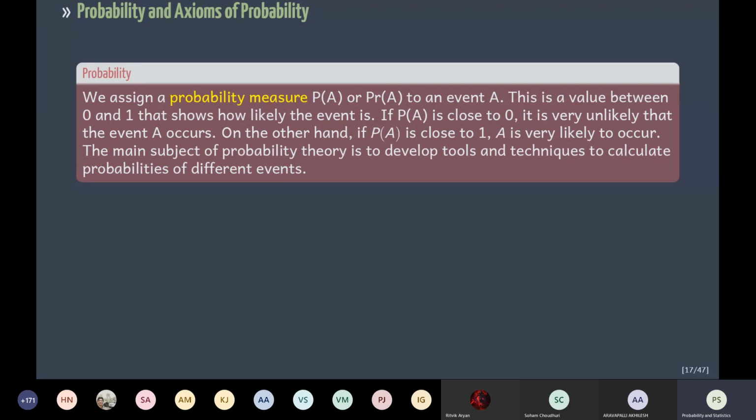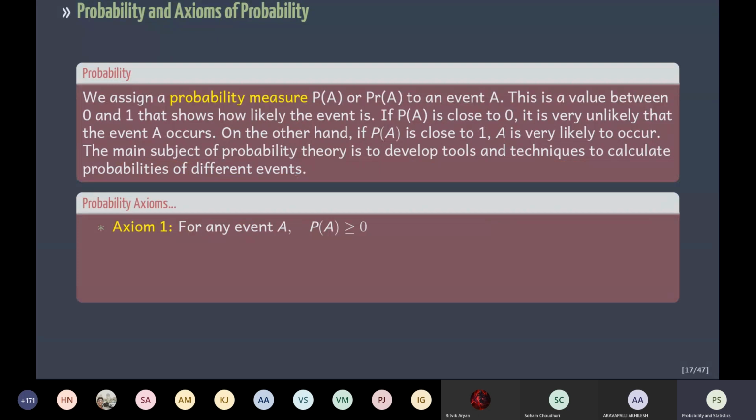The main subject of probability theory is to develop tools and techniques to calculate probabilities of different events. That's why we are doing this course. After all the classical definition and some intuition behind probability and how we compute it, people came up with a set of axioms. This set of axioms is enough to build the whole of probability theory. There are 3 axioms of probability, and it's important that you know them so that you don't violate them while proving results. So for any event A, these are axioms. We take them as they are.